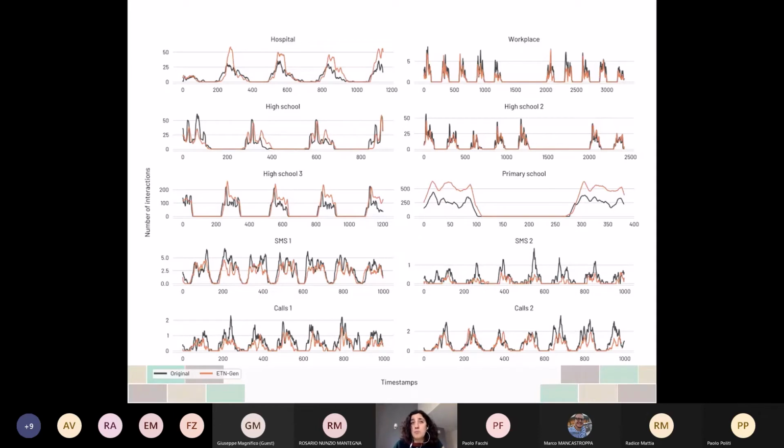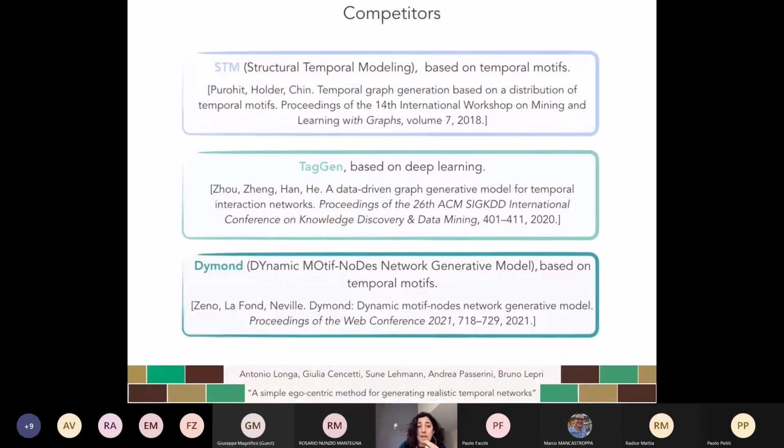examples, but how similar they are. In order to answer this question, we introduce some competitors. So we consider 3 other different models to generate temporal networks, which mimic an original one. 2 of them are based on temporal motifs, so essentially temporal small structures that are repeated in the network, and one is based on deep learning.